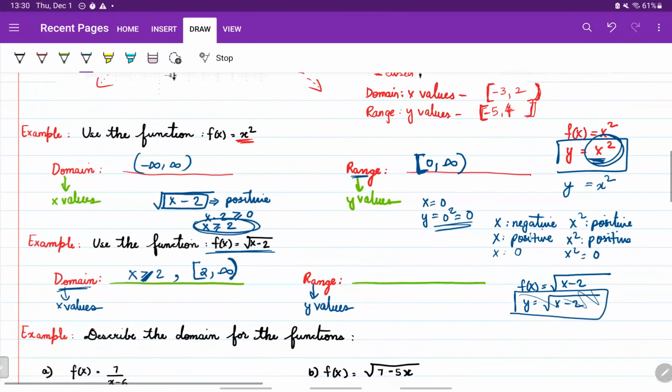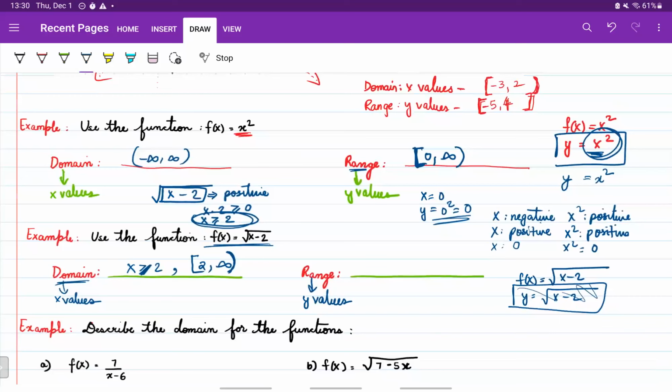Now let us find the range. A square root gives non-negative numbers. So that means y only takes non-negative values. So that would be 0 to infinity again. 0 is again included. For example, if x was 2, 2 minus 2 is 0, square root of 0 is 0. So 0 is included. So it would give us a square bracket here and an open parenthesis here.